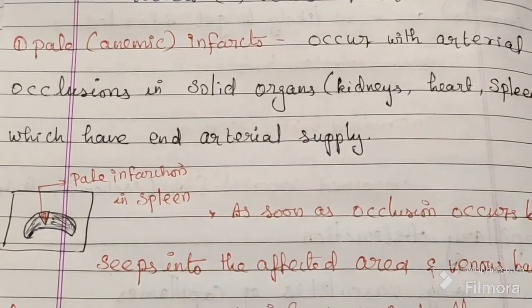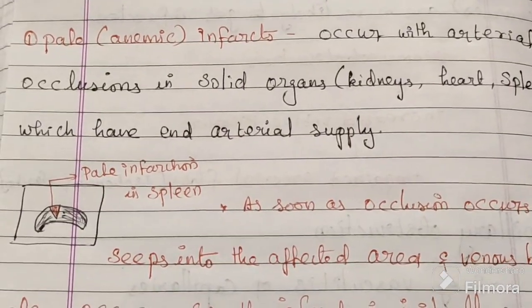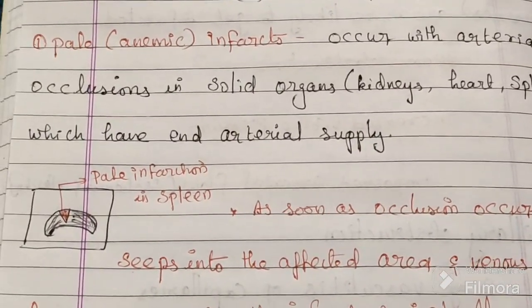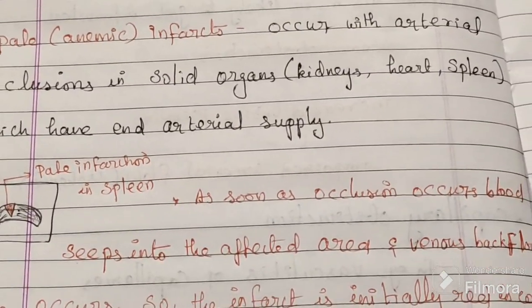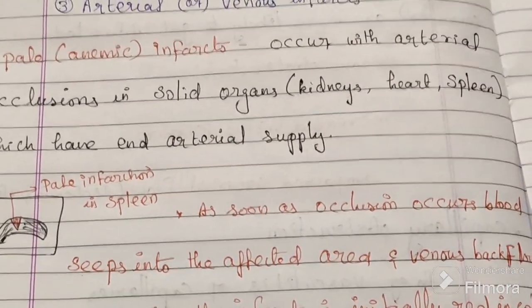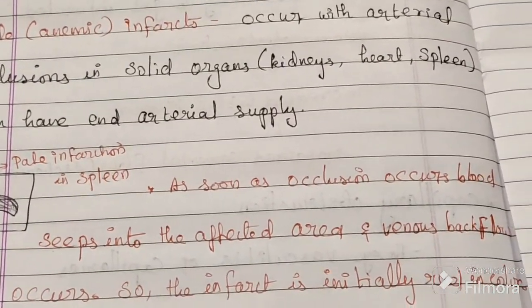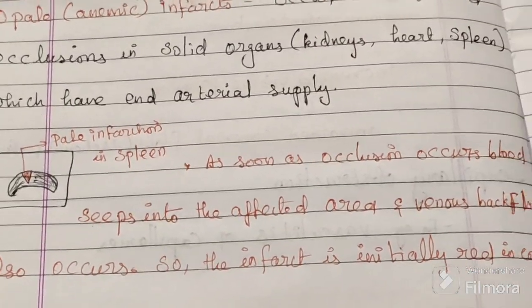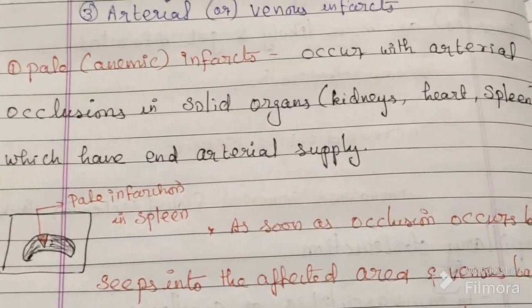Occlusions occur in solid organs like kidney, heart, and spleen because they have end arterial supply. This is the infarct area. As soon as occlusion occurs, blood seeps into the affected area and venous backflow also occurs, so initially the infarct area is red in color.